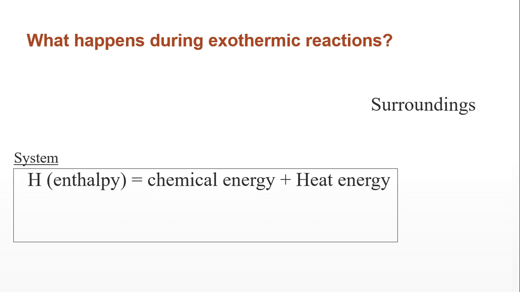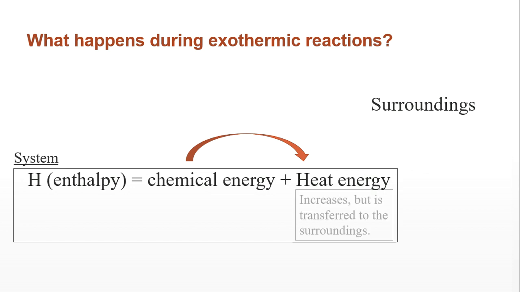In exothermic reactions, the energy in the bonds of the products will be lower than the bonds of the reactants. Therefore, the difference in energy between the reactants and products will be released, and that takes the form of heat energy. So the heat energy goes up, but however, this system is in constant contact with its surroundings. So that means that this heat energy will be transferred to the surroundings. Since energy flows from the chemical energy to the heat energy to the surroundings, energy leaves the system, which means that the enthalpy of the system will decrease. So that's a way of thinking about it.